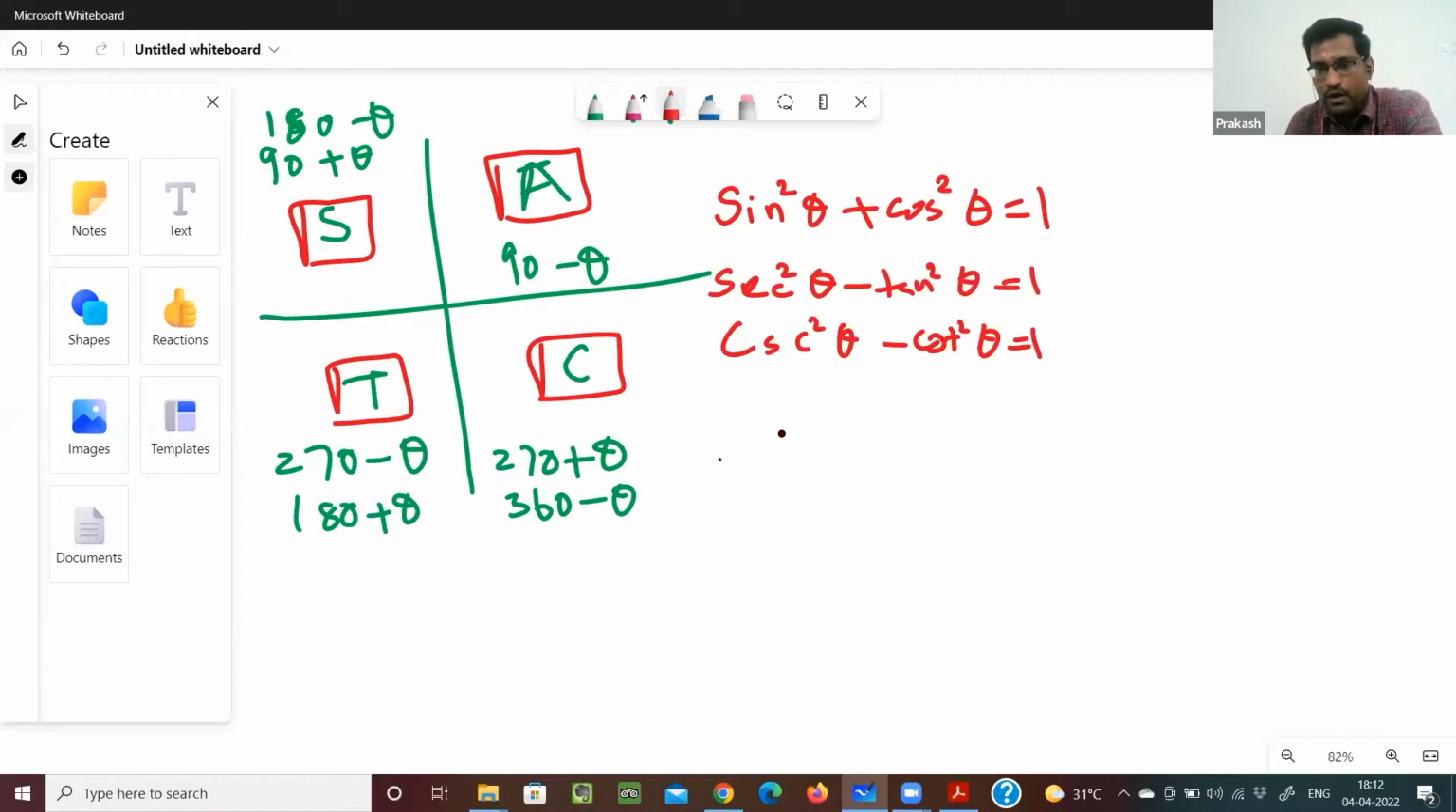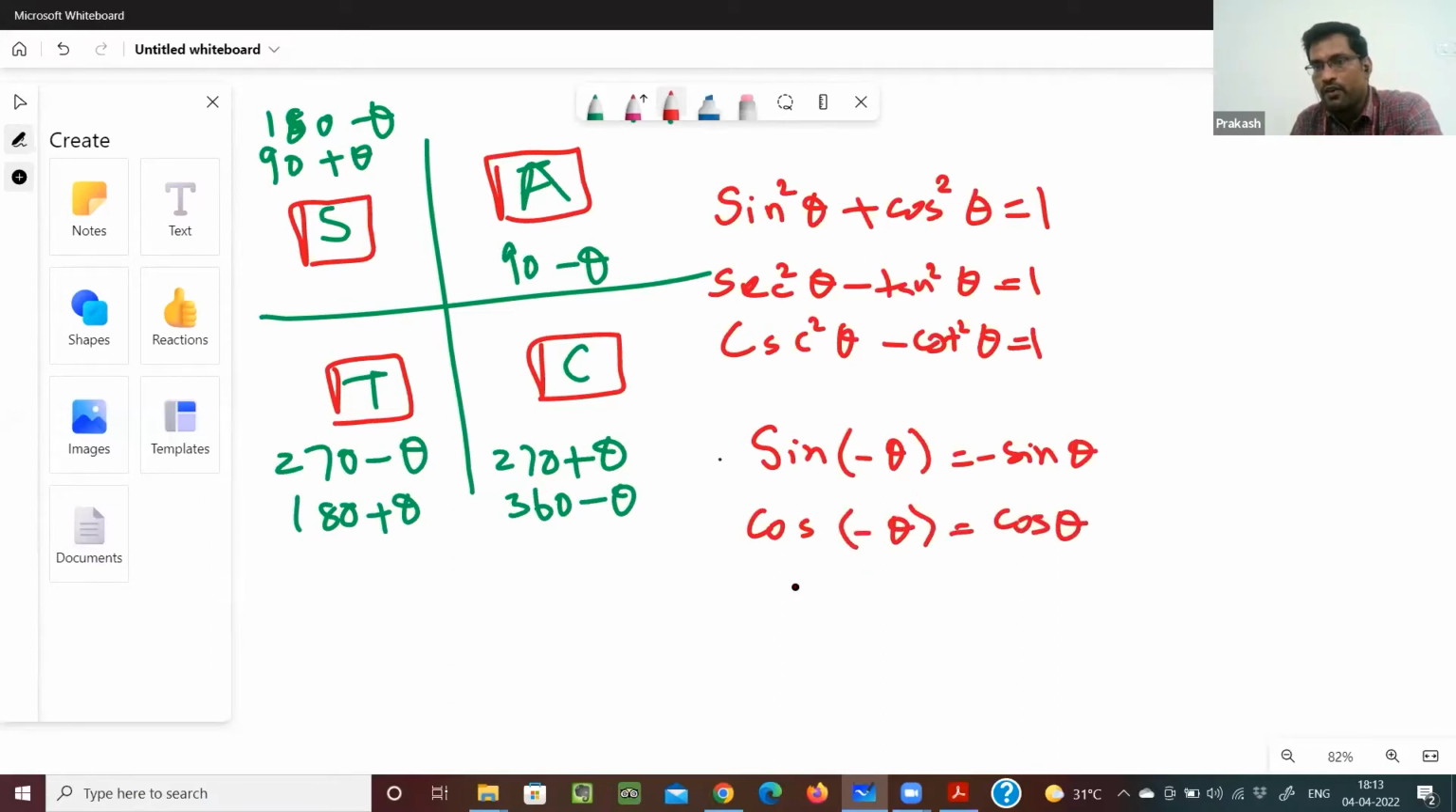So we know already sine of minus theta is minus sine theta. This is an odd function. Next one is cos of minus theta. This is cos theta. Cos theta is an even function.